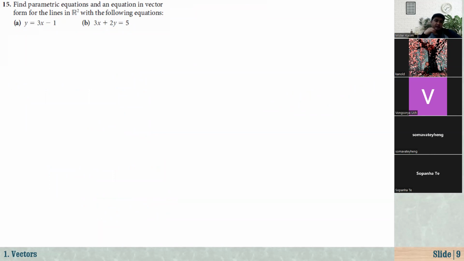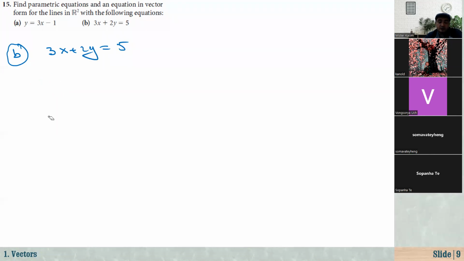Question 15. Find parameter equations and an equation in vector form for the lines in R2 with the following equations. So which one shall we do? Let's do question B. Our equation is 3x plus 2y equals 5. Number one, vector form. What is a vector form? We need to write this as in part A, right?